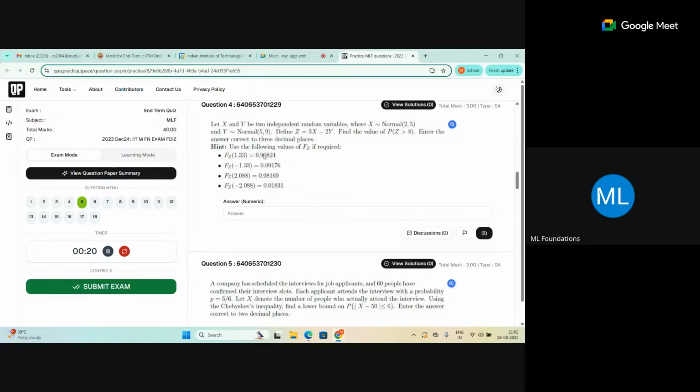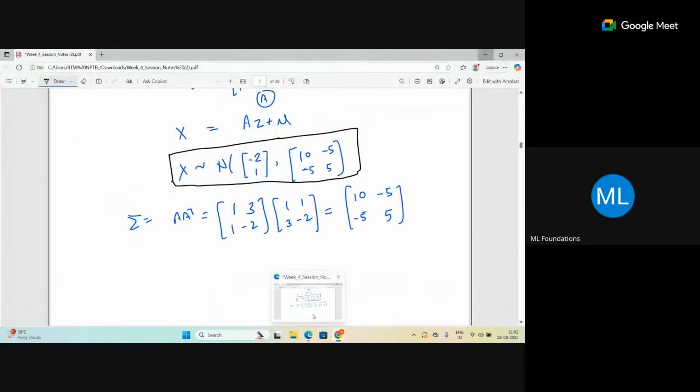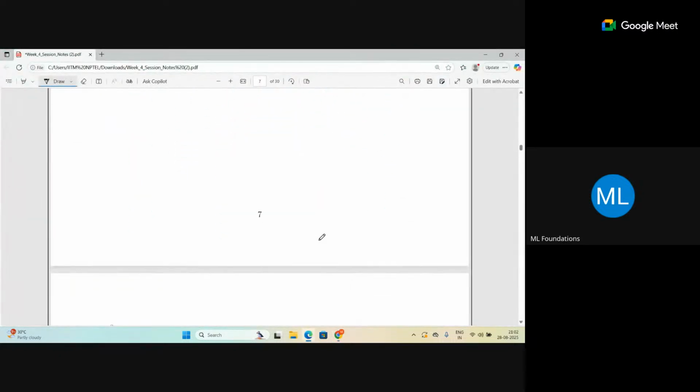Okay, sir. X and y are two independent random variables, where x is normally distributed with mean 2 and variance 5, and y is normally distributed with mean 5 and variance 9. Given that z is equal to 3x minus 2y, find the probability that z is greater than 8. That is the question. This question is solved by using the standard normal variate. Let me solve that.